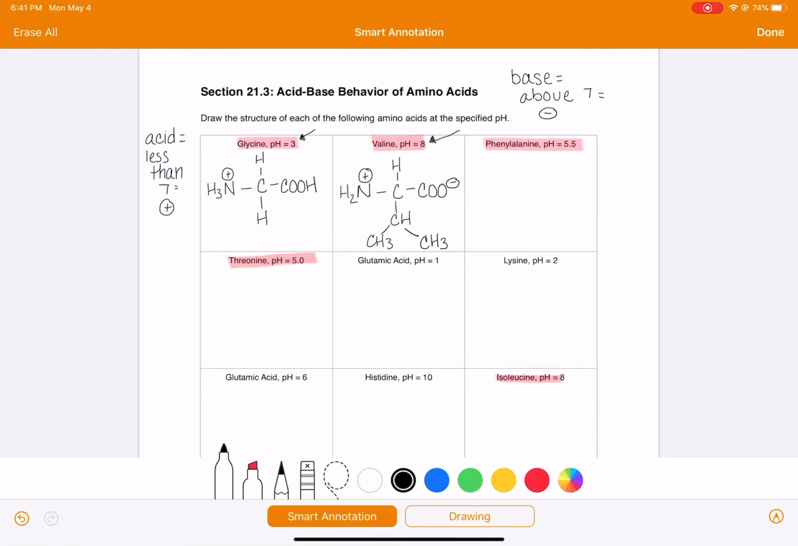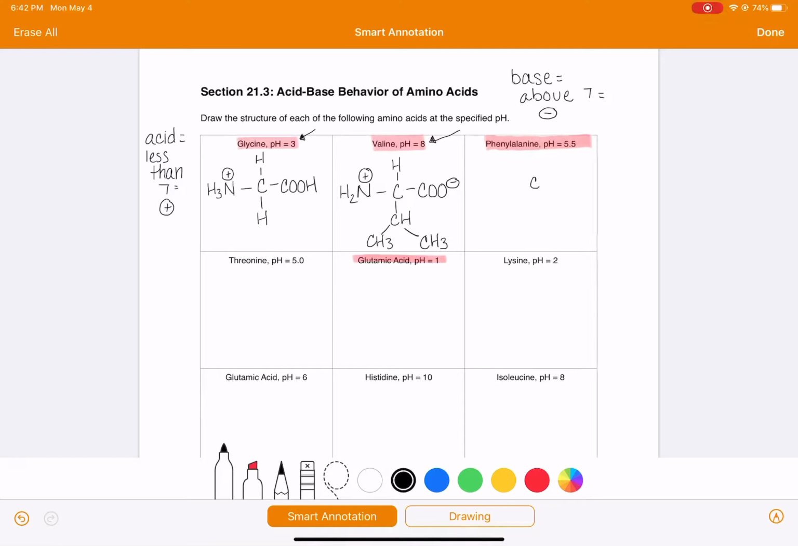Let's keep working on this worksheet. Let's do a few more. So my goal now is let's do glutamic acid and let's do phenylalanine. We'll do these two. All right, so we're going to start with phenylalanine.